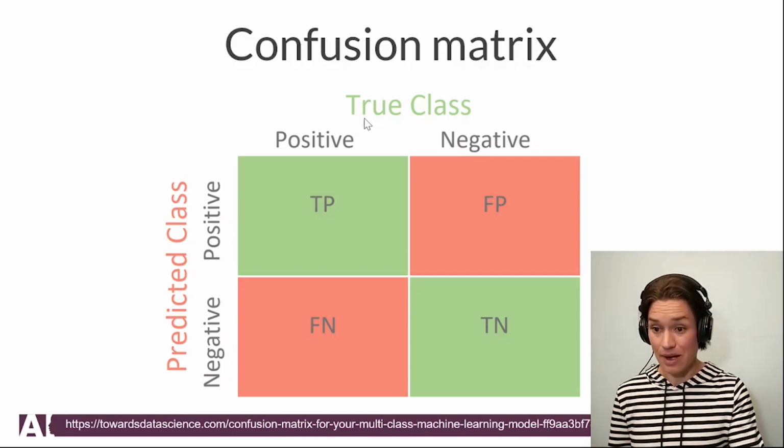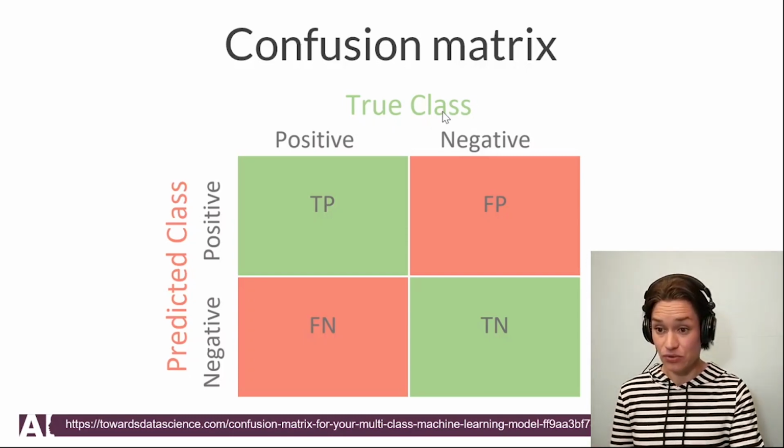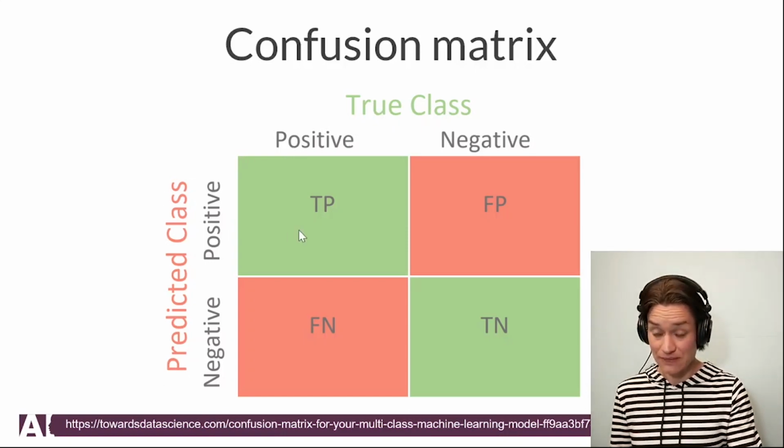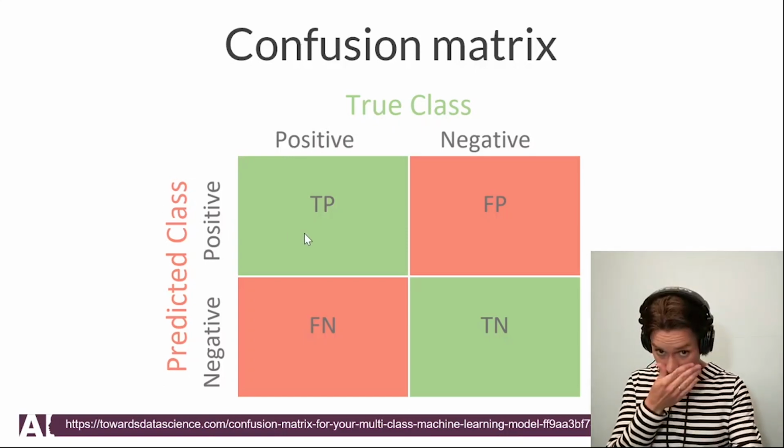So we have up here the true class. The green is the true class. And we have on the left the predicted class. And if our true class is positive and we predict it as positive, then it's a true positive.